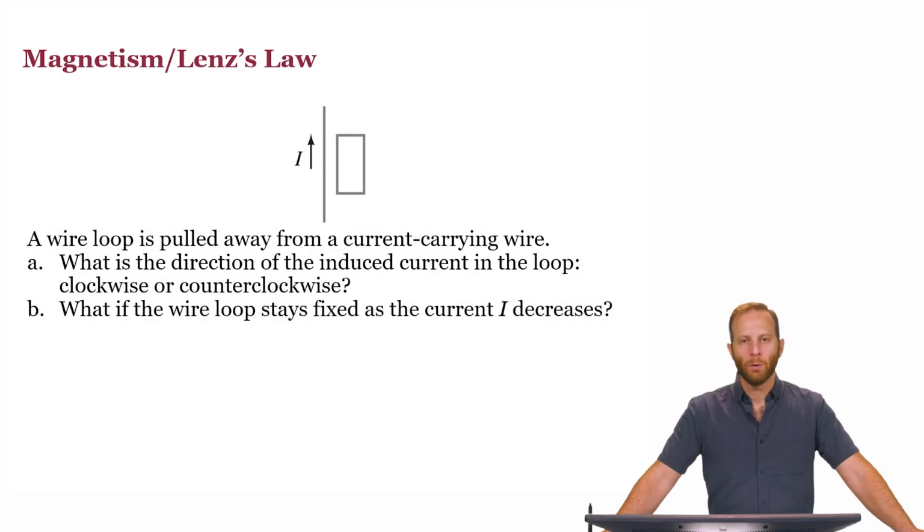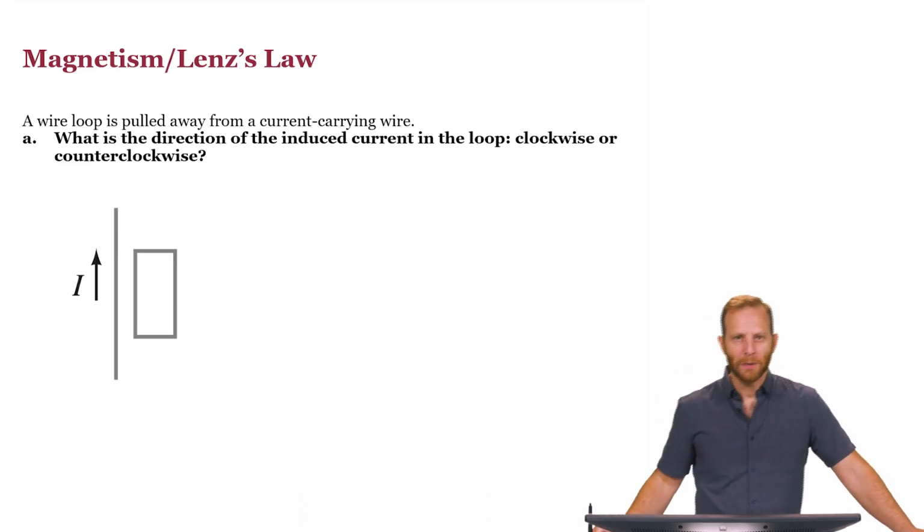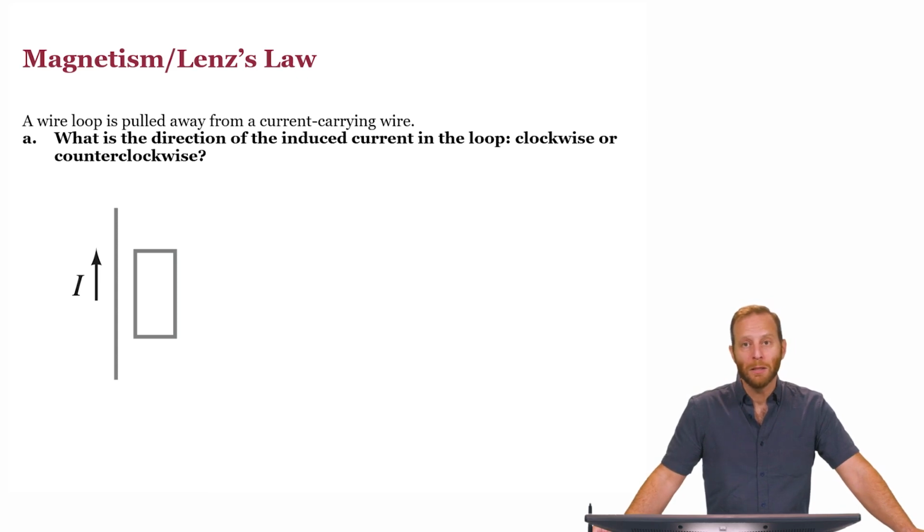A wire loop is pulled away from a current-carrying wire. Firstly, part A, what is the direction of the induced current in the loop, clockwise or counterclockwise?